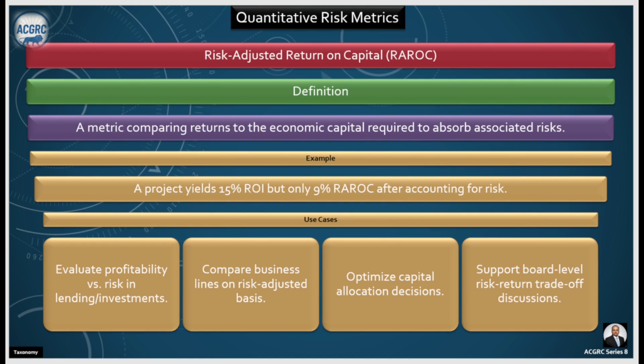Risk adjusted return on capital. Well, it's a metric comparing returns to the economic capital required to absorb the associated risk. Example, a project would yield 15% ROI but only 9% risk adjusted return on capital after accounting for risk.